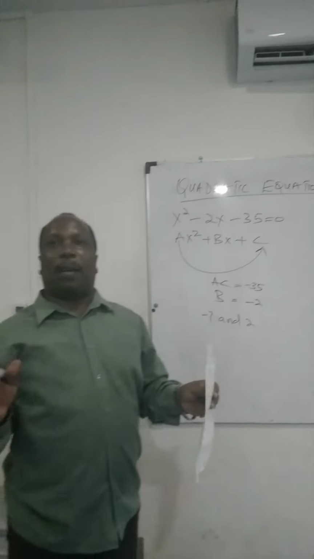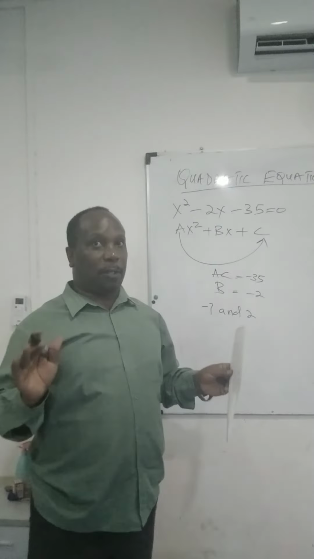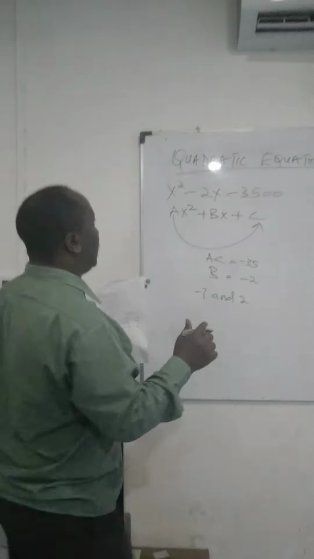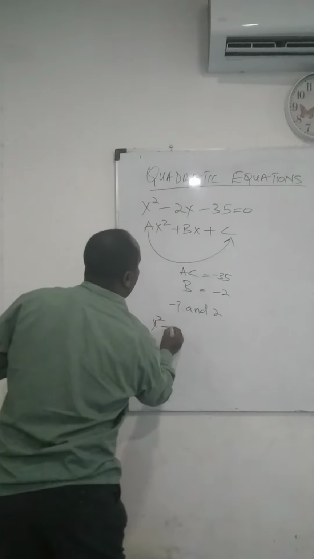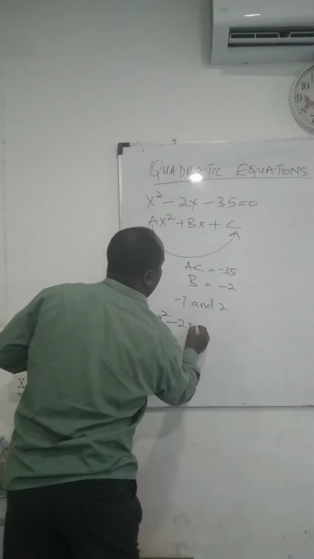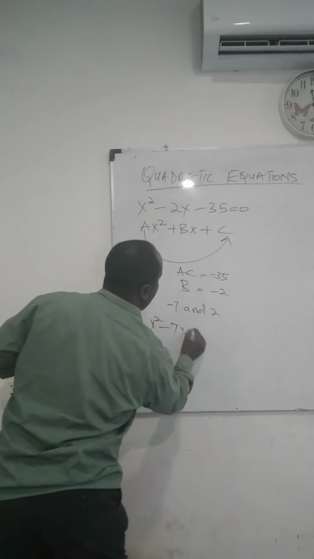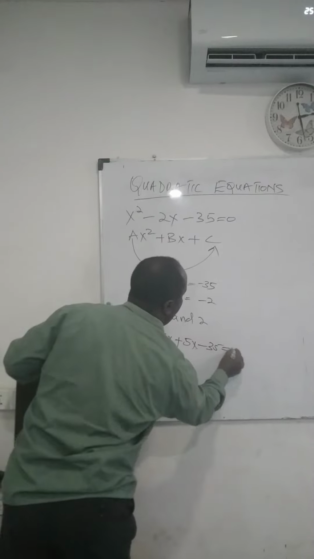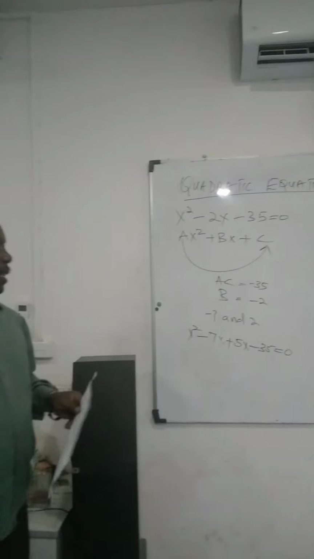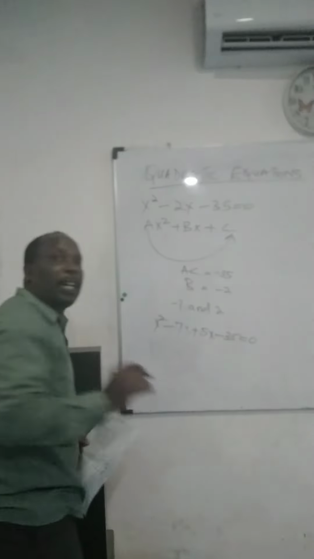Here it requires somebody who has flexibility in multiplication, so you need to practice that. And so we write this equation as x squared minus 7x plus 5x minus 35 equals 0. Then you take two terms at a time, so we factorize two at a time.